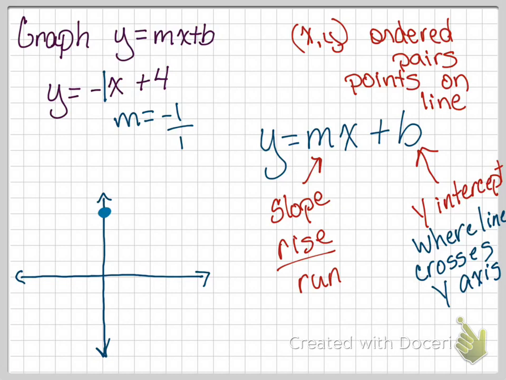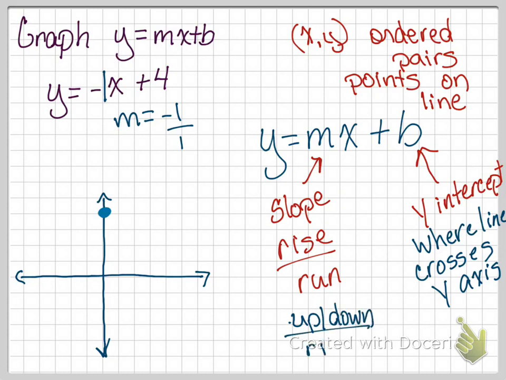So my slope here is negative 1 over 1. Now, slope is rise over run. Rise means up and down. So I'm going to go up and down first.